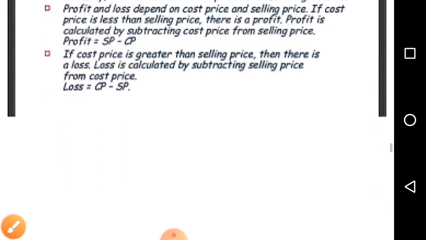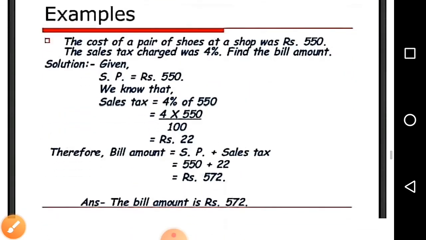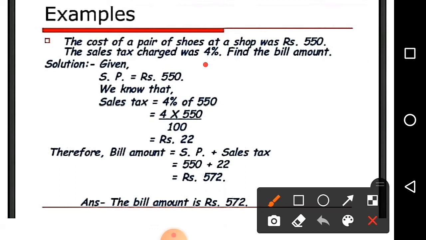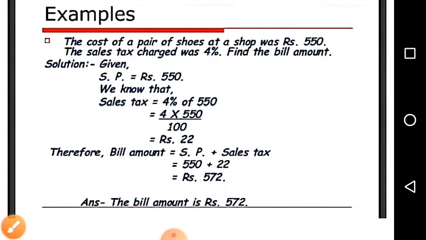Now moving ahead, these are the examples of how to calculate the tax. Let us see. First is, the cost of a pair of shoes at a shop was rupees 550. The sales tax charged was 4%. So they have charged 4% tax. So 4% on 550, first you need to calculate how much 4% of 550 is, and then you need to add it, because tax is always added. So find the bill amount.